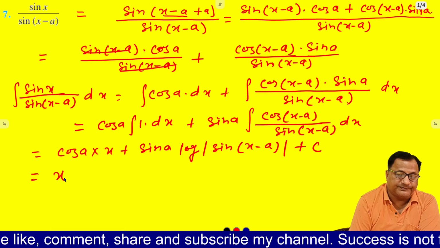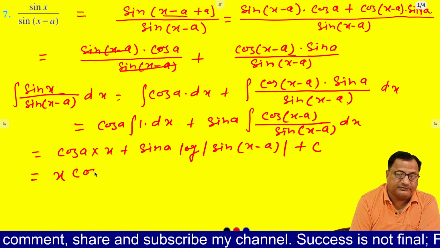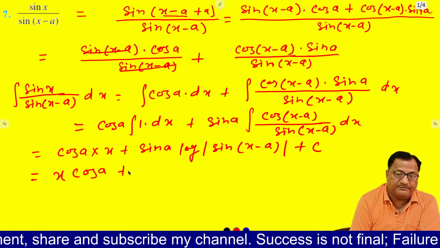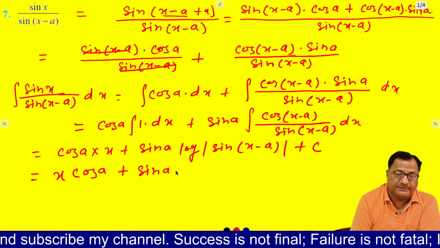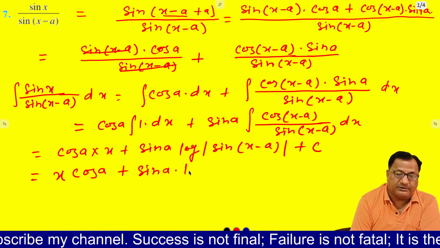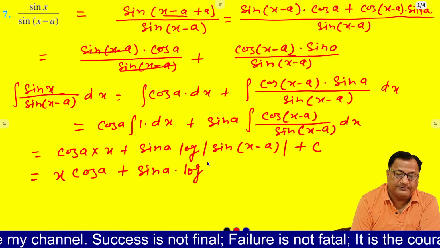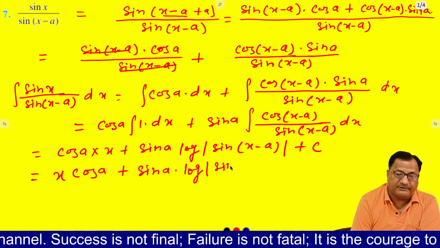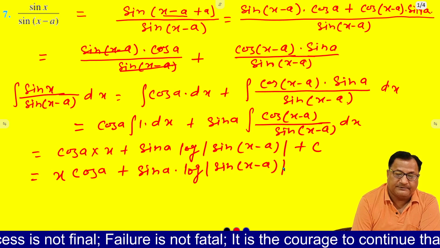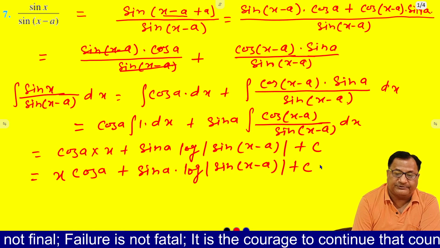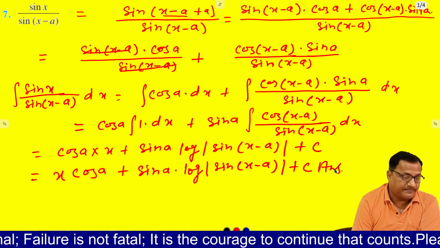So the answer will be x cos a plus sine a into log sine (x minus a) plus C. This is the answer.